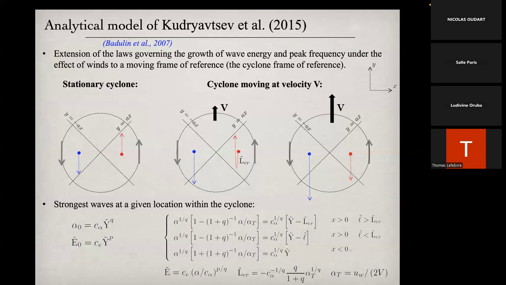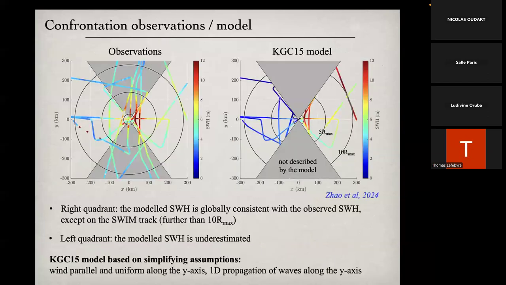can be translated into a system of equations which describes the characteristics of the strongest wave in the cyclone. By characteristics, I mean the significant wave height and the peak period of the waves. So that's what this system of equations describes. And now what we can do is to compare the observation with this simplified model. On the left, you have the significant wave height according to the observations.